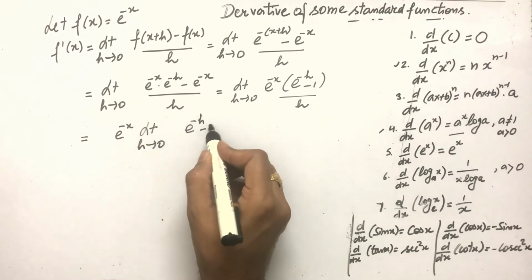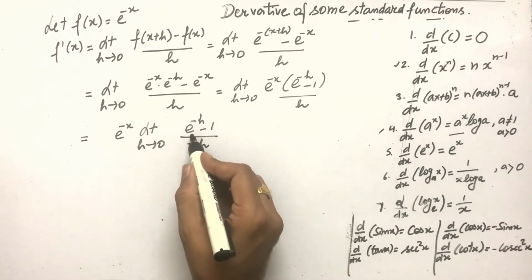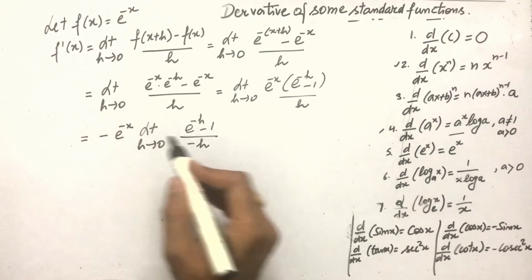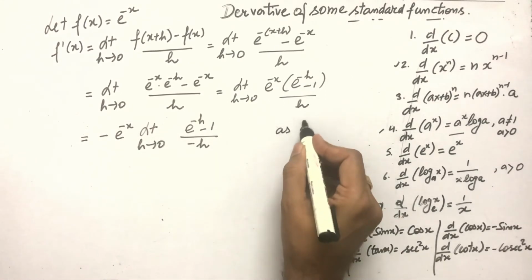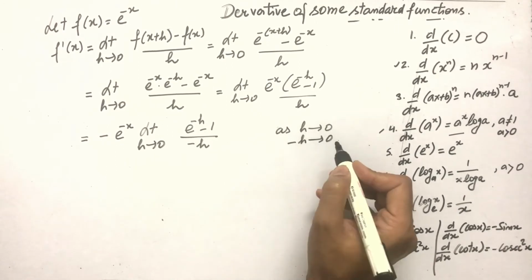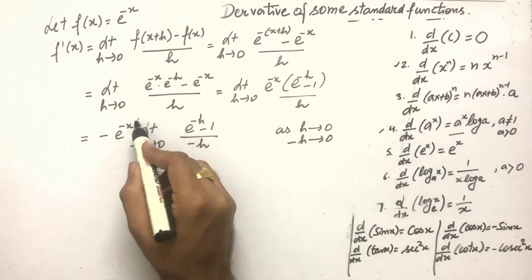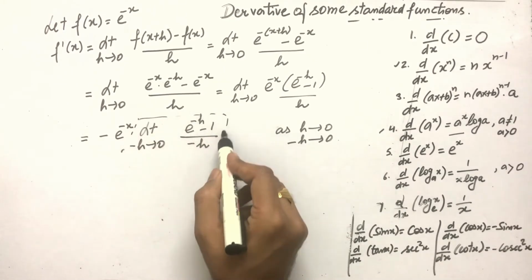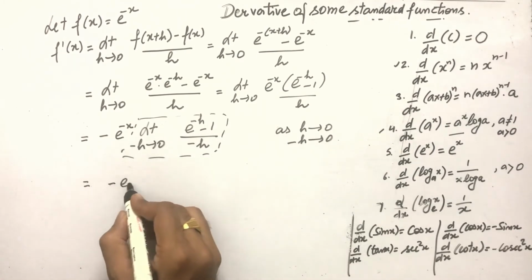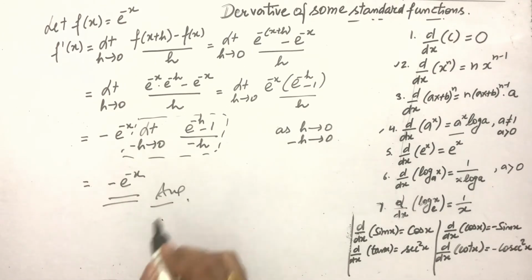And to make it same, what we do, we multiply by minus 1 and divide by minus 1 here and here. And also as h tends to 0, minus h will also tend to 0. So we write minus here. So we can put the value of this. What is that? 1. And hence the answer is this.